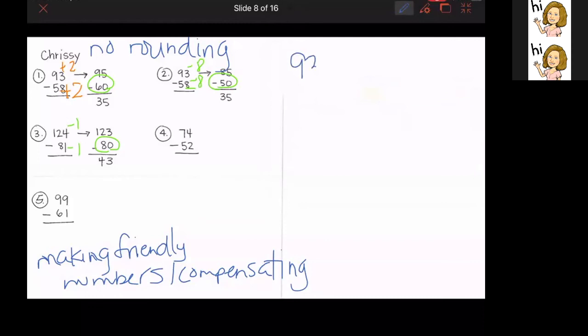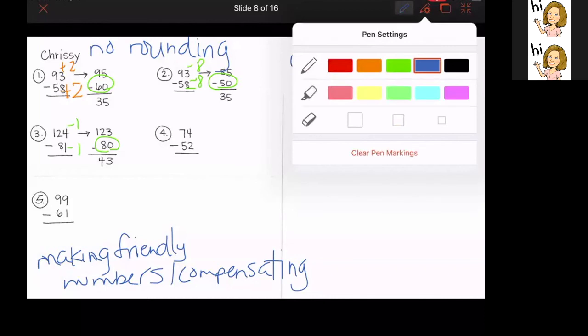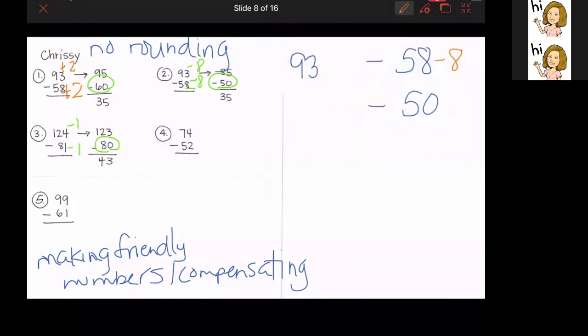Right, 93 minus 58. With Chrissy's strategy, she's saying, I want to take this 8 away because I want this to be my friendly number, my subtrahend of 50. So if I'm doing that, then she's saying I have to take 8 away from the minuend. And we're going to see why that is in a second. But I also want to show this algebraically.